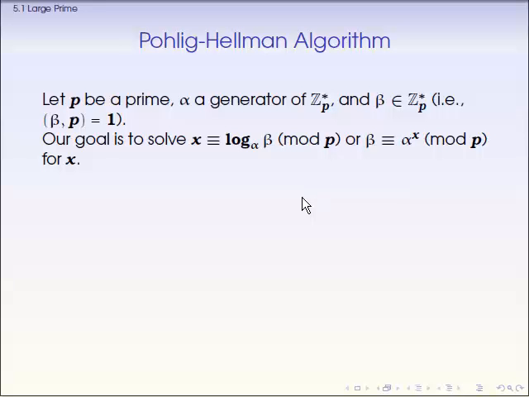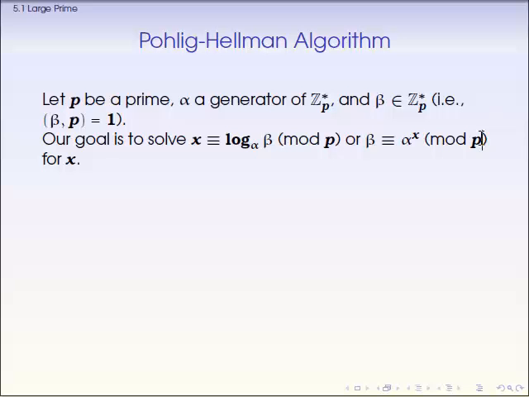This Pohlig-Hellman algorithm is good for finding the value x in this equation. Let's say we know a prime number p for our modulus, and alpha and beta. So we are looking for an integer x satisfying that alpha to the x is congruent to beta modulo p.